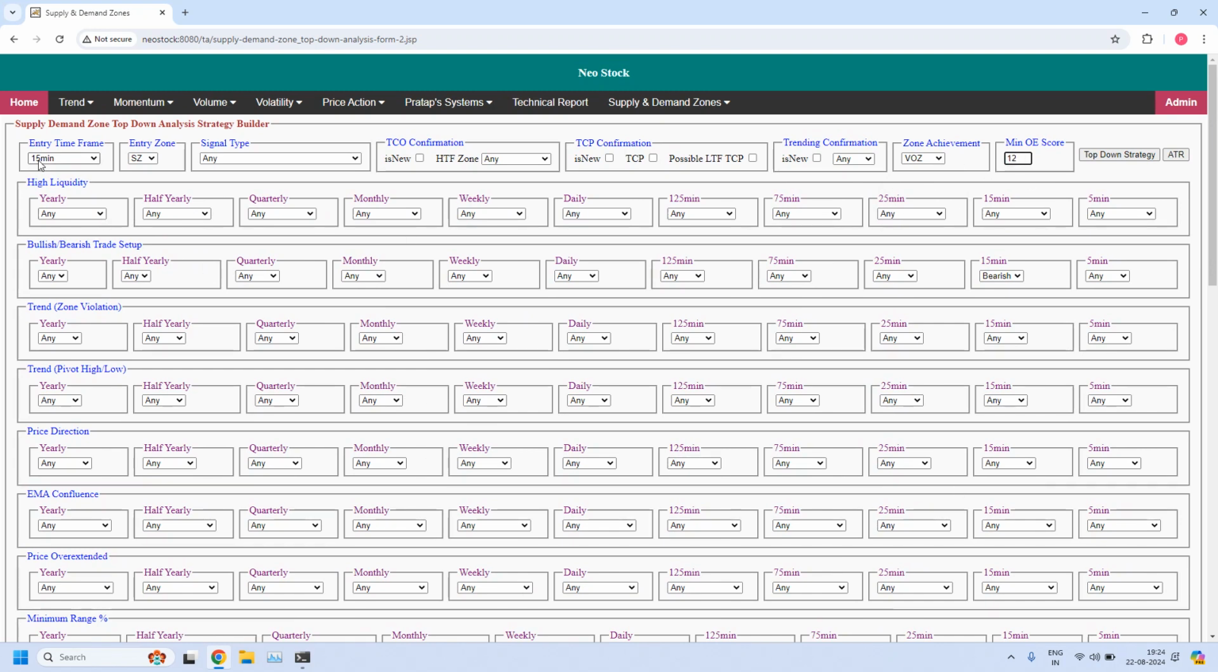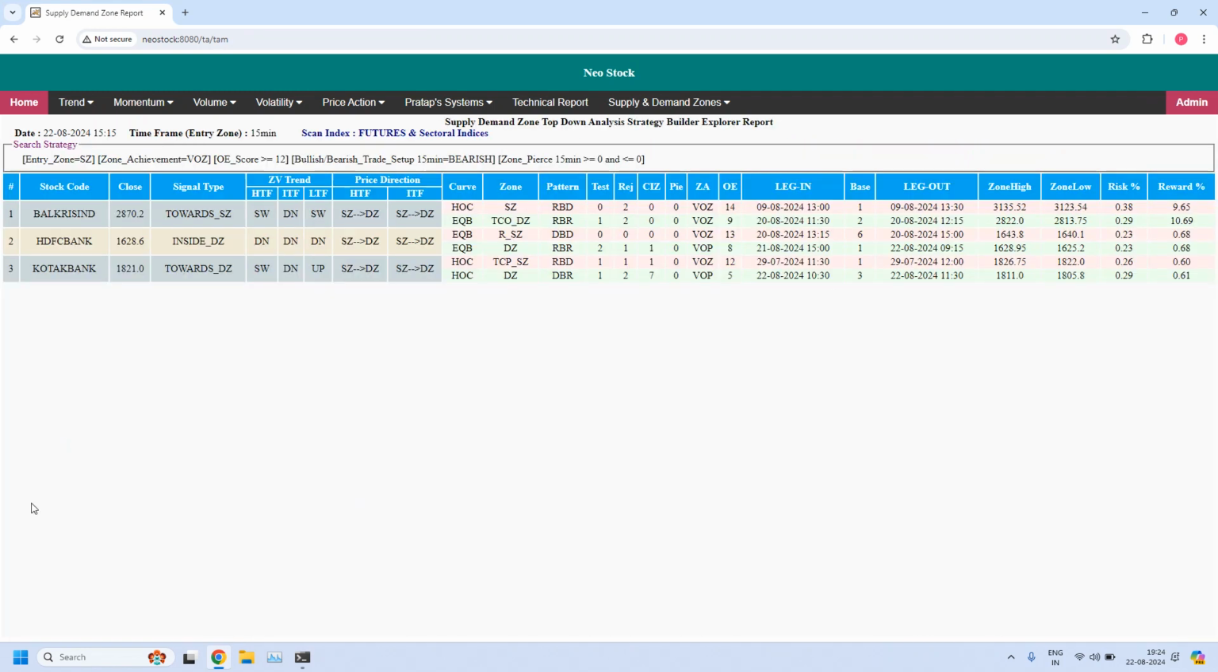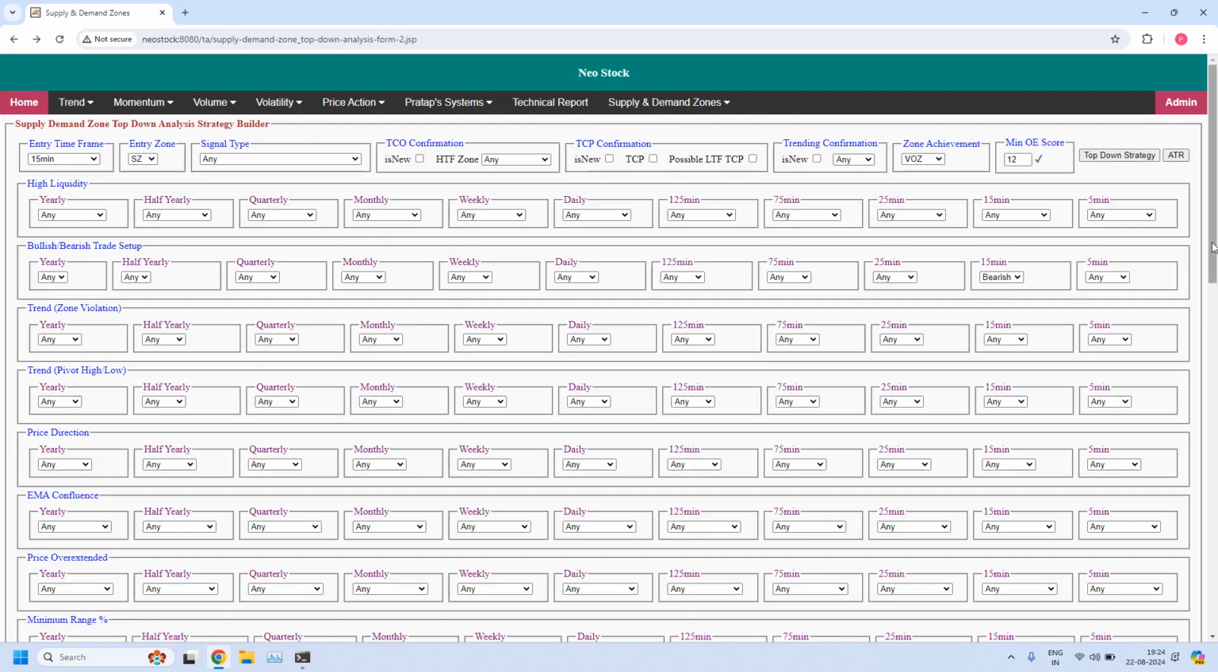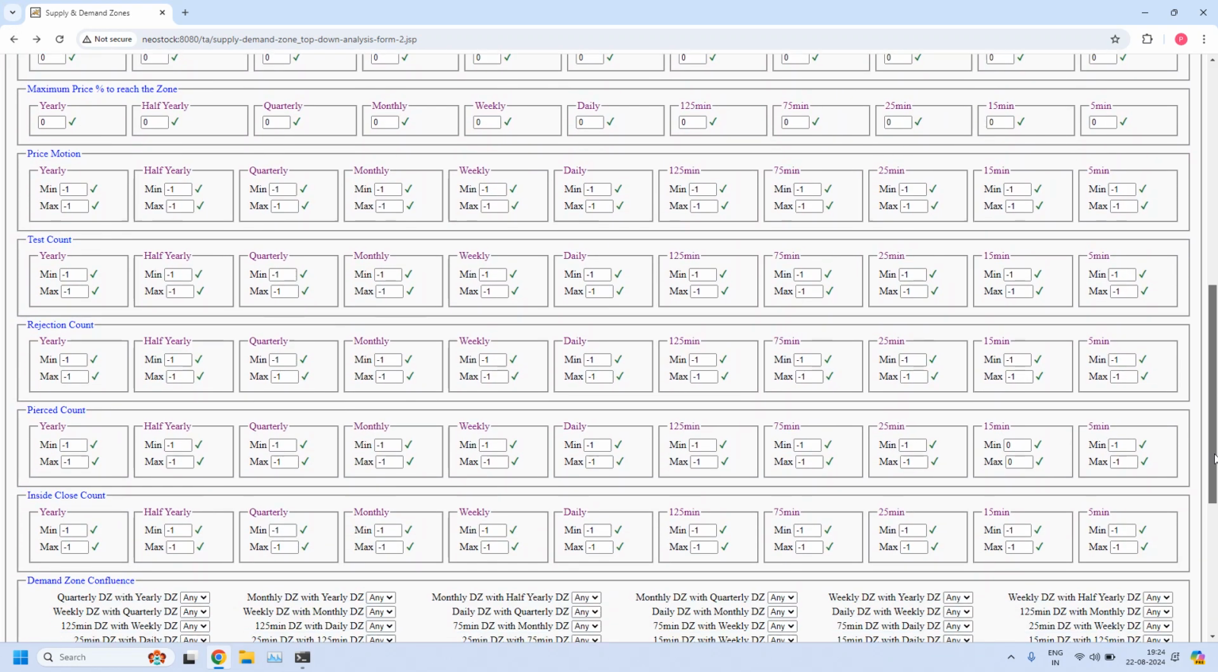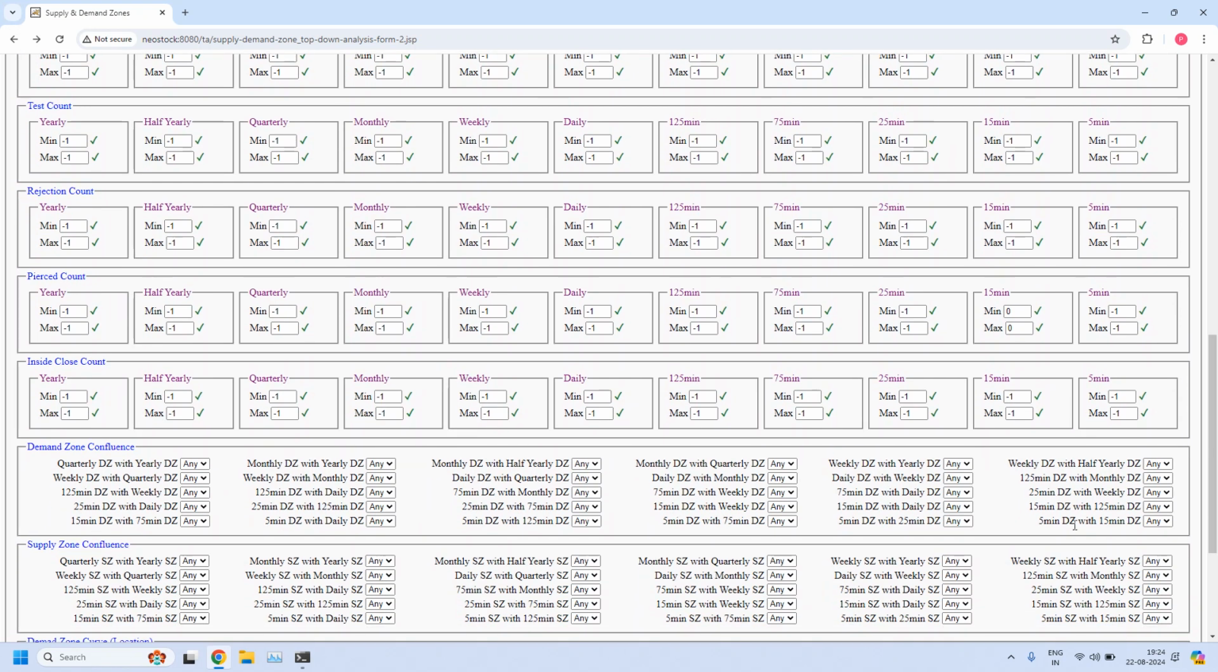All the three filters are applied to 15 minutes supply zone, and this is the list. So currently 3 stocks are supporting bearish trade setup for daily income trade. So out of these 3, how many are currently supporting ITF confluence? Let's verify. ITF supply zone confluence. So that is a 15 minute supply zone with 75 minute supply zone. I am enabling. Now let's filter.